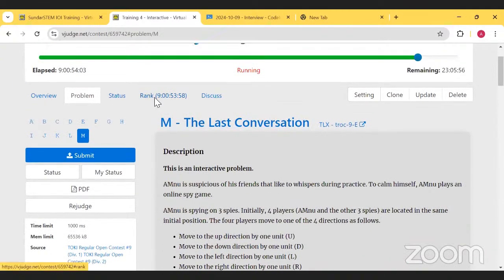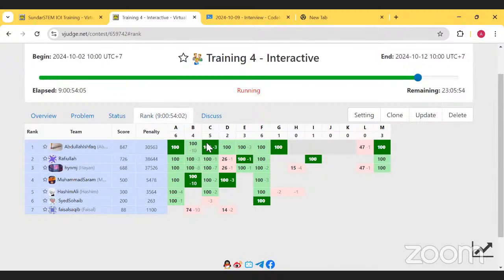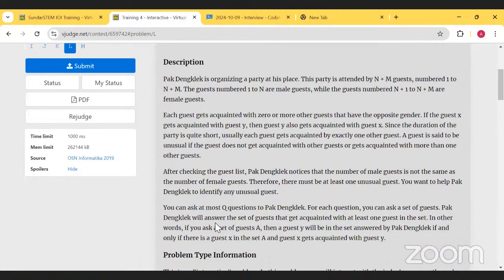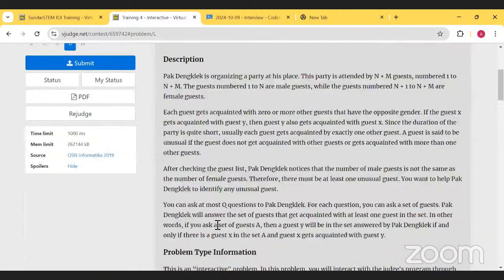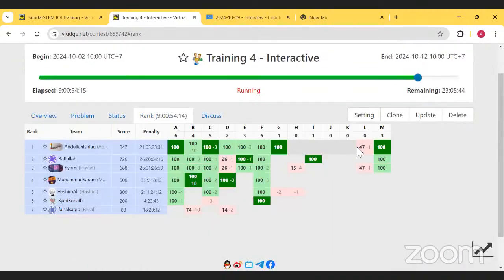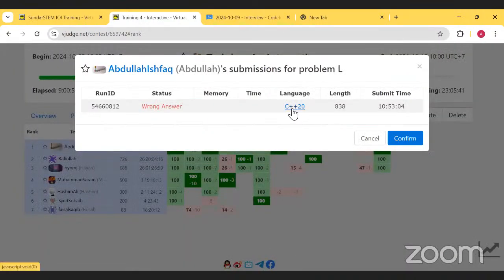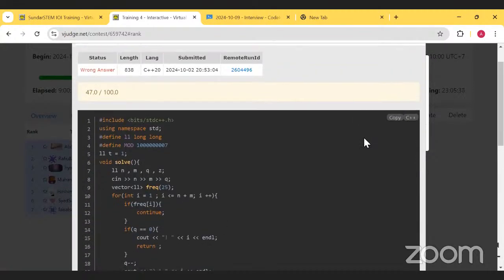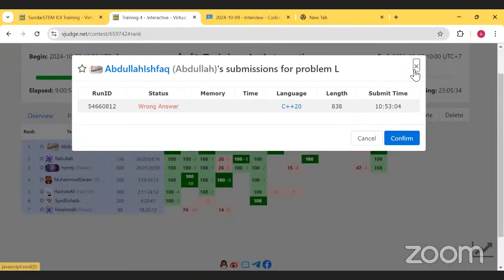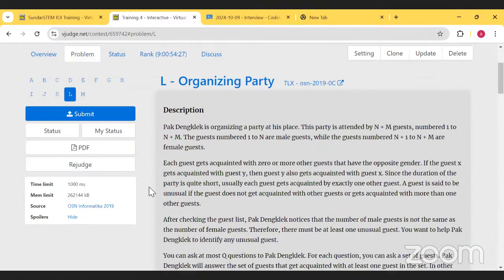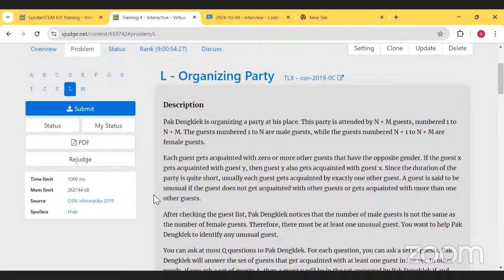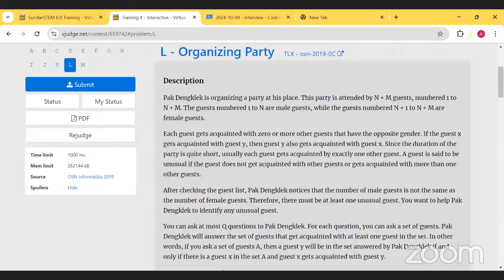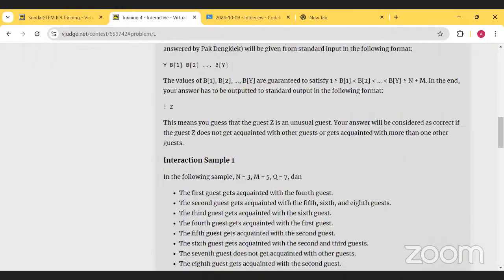Okay. I think problem M, some of you already got accepted. How about problem L? You have got 50 or 47 points. Okay, I think I have to explain faster about this problem.